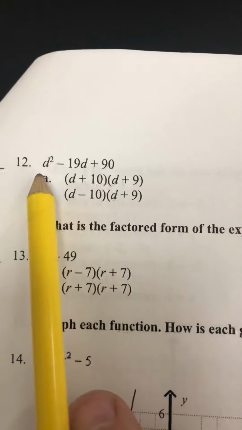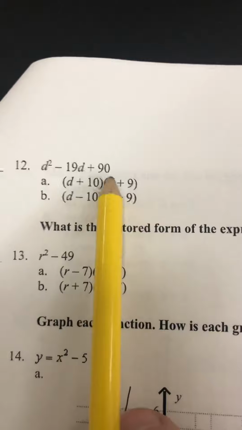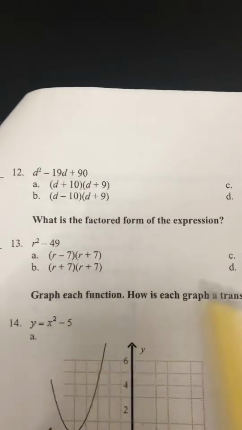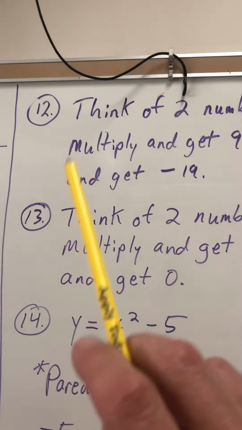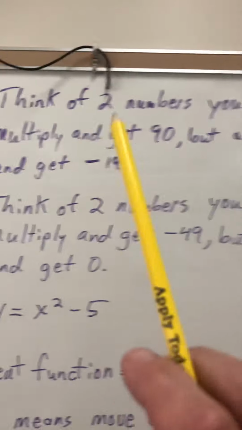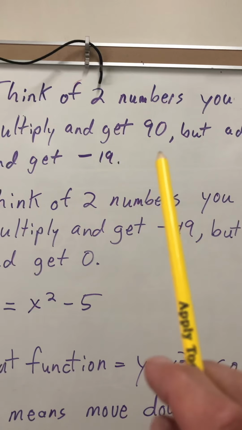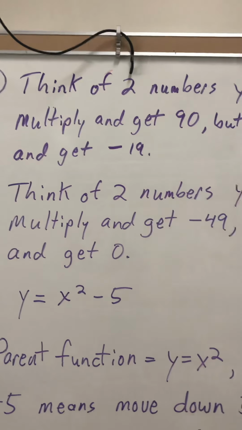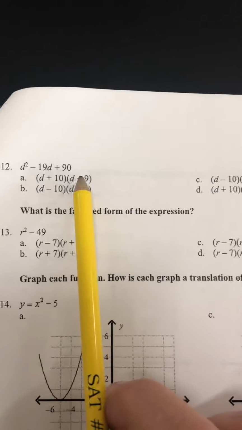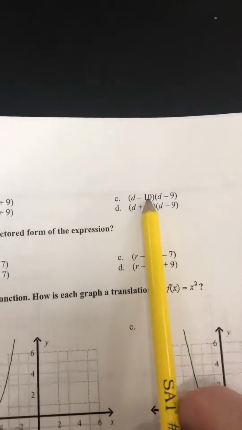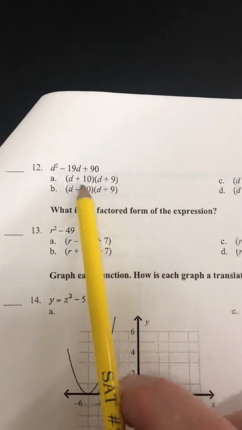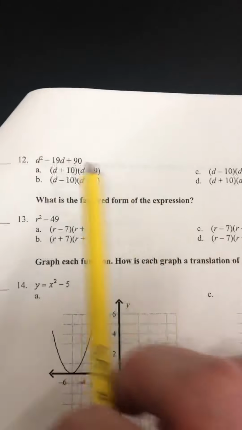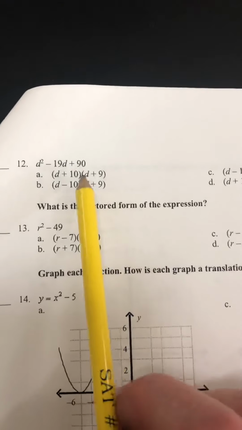Just look for this problem, d squared minus 19d plus 90. And my clue for you in this one, a little clarification on how you're supposed to think about it, is to think of two numbers you can multiply and get 90, but add and get negative 19. What's nice about this is that you have multiple choice. So these two numbers that are in these binomials, when you multiply them together, you only have these choices, so you don't have to think about it too much.